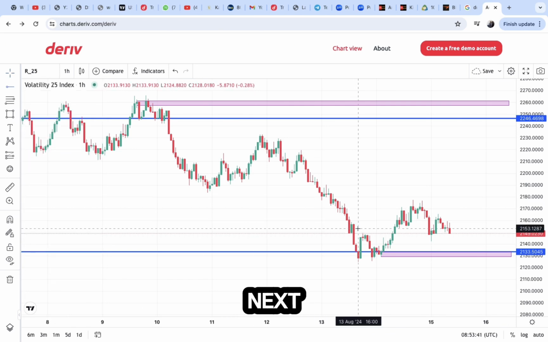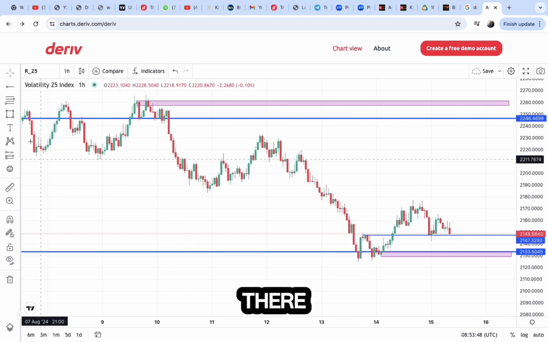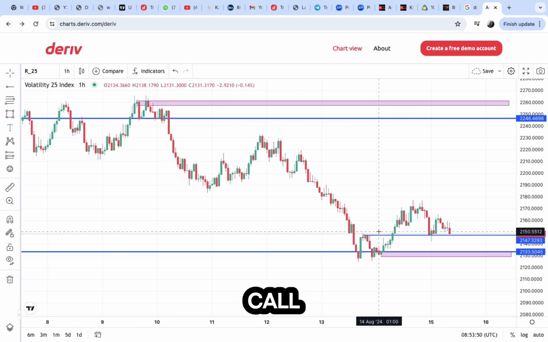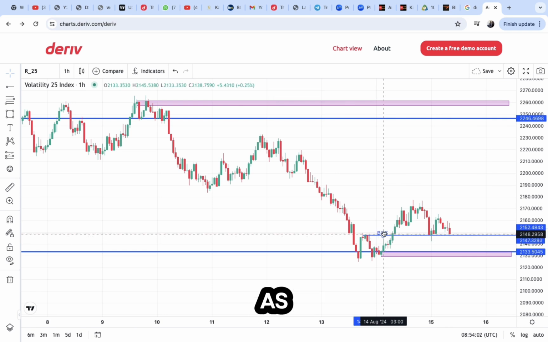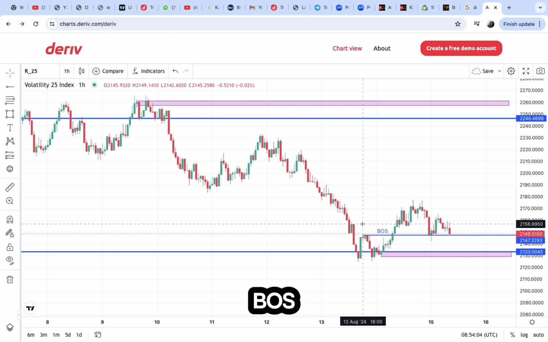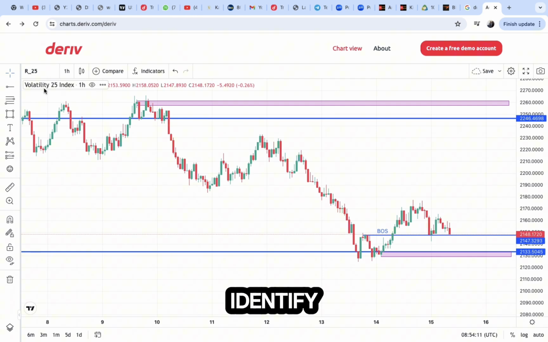So what comes next is to look at the structure, which we're already seeing is trying to be formed in H1. And we mark there what we call, for example, the break of structure. We all see in H1, the trade tried to push up and cross that level, which is marked as the break of structure, or BOS. So after there, we are going to identify another level.